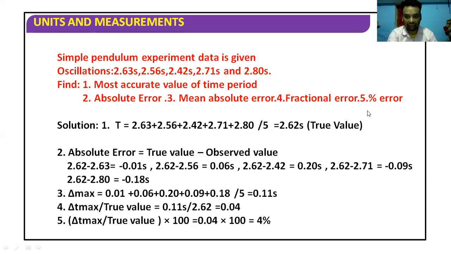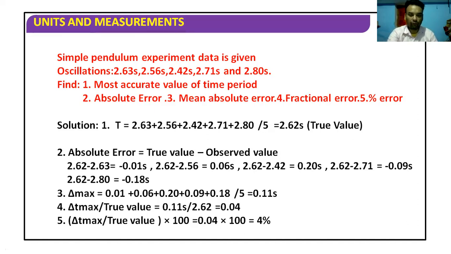Now the final step is how to find out the percentage error. It is very, very simple. The fractional error, when multiplied by 100, gives the percentage error. So fractional error, we know, is delta T max divided by true value. When it is multiplied by 100, it will give the percentage error. So I repeat the whole experiment one more time.